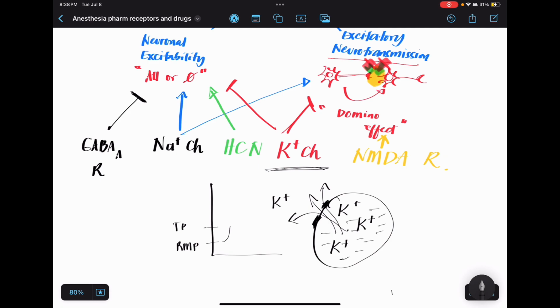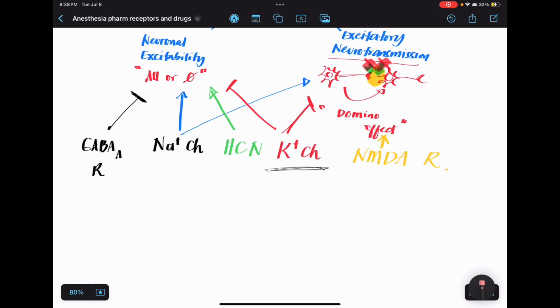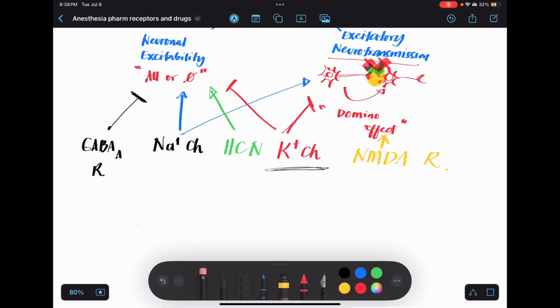And because it's become more negative, the resting membrane potential will go down, and therefore the distance between the threshold potential and the resting potential becomes bigger. So it's harder for you to depolarize your cell. So that's why potassium is inhibitory. Okay, that's that. So now let's move on to thinking about the drugs.